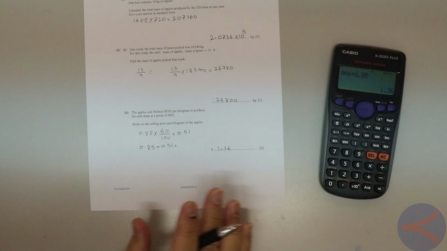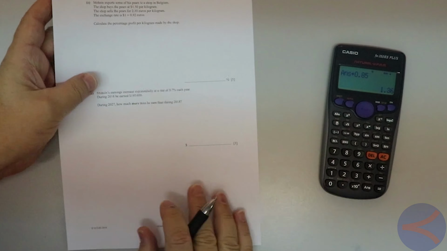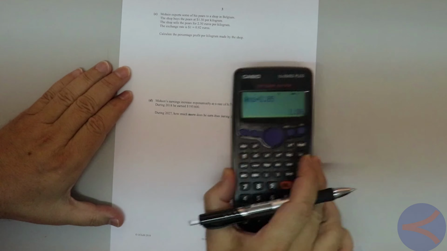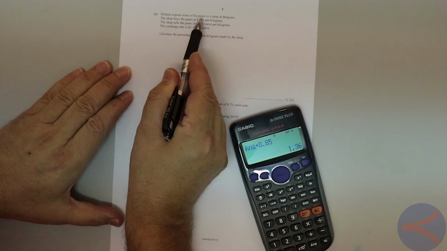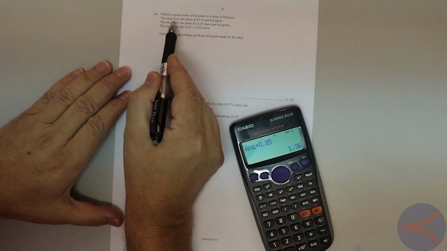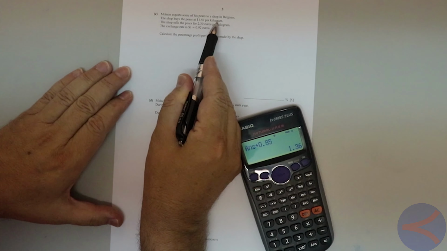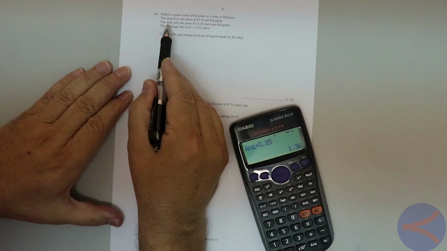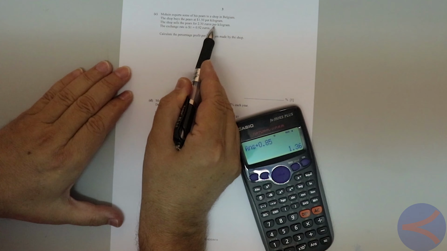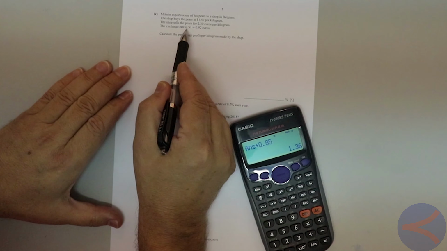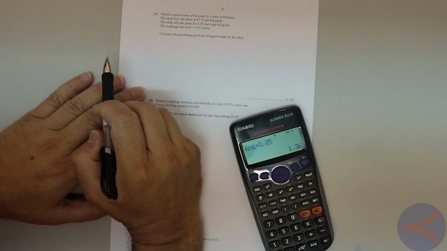Okay, now we go for the next page. Okay, Mohsen exports some of his pears to a shop in Belgium. The shop buys the pears at $1.50 per kg, and the shop sells the pears for 2.30 euro per kg. The exchange rate is this. Okay, calculate the percentage profit per kilogram.